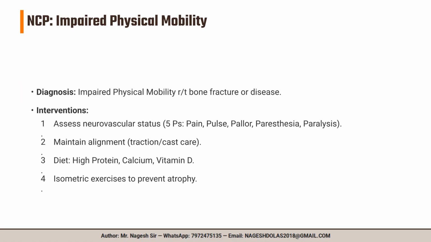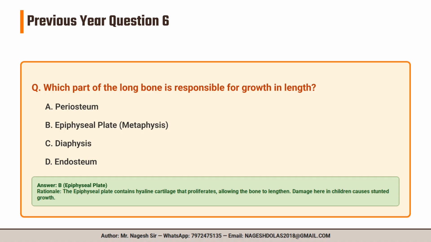For patients with impaired physical mobility due to bone issues, key nursing interventions include assessing neurovascular status using the 5 Ps and maintaining proper alignment. Diet rich in protein, calcium, and vitamin D, along with isometric exercises, is essential. Question 6 asks, which part of the long bone is responsible for growth and length? The answer is B, the epiphyseal plate, located in the metaphysis.